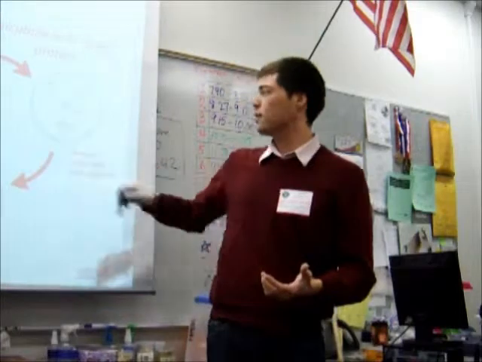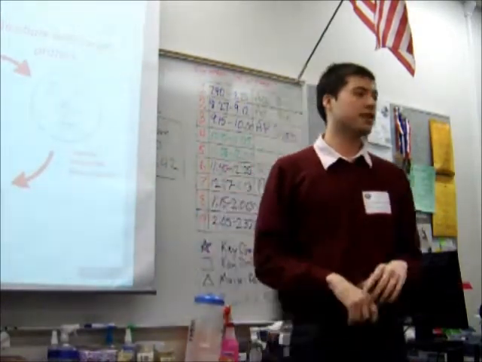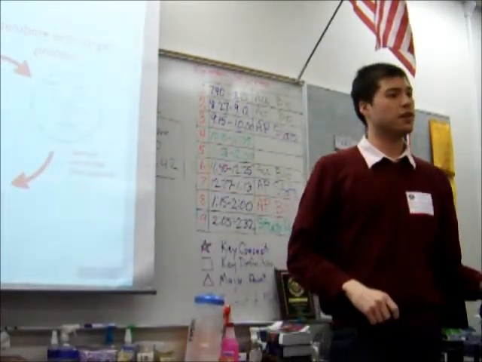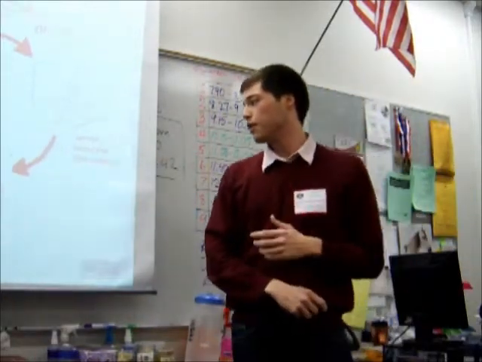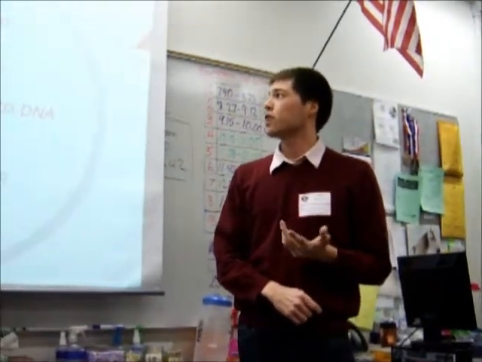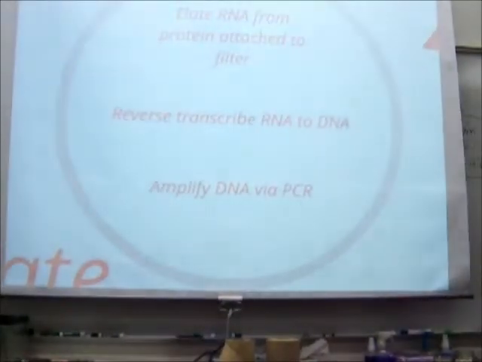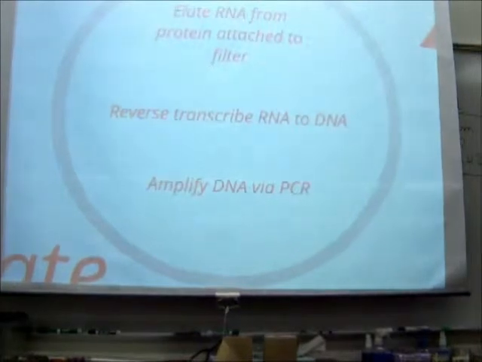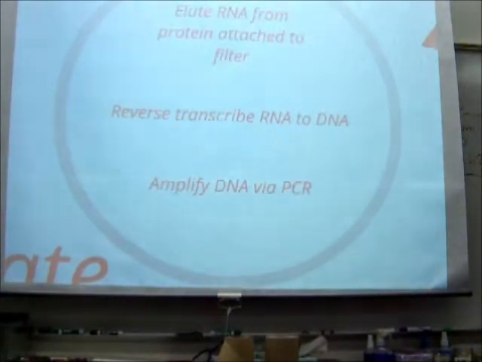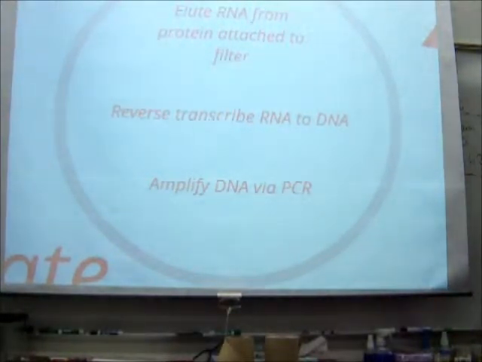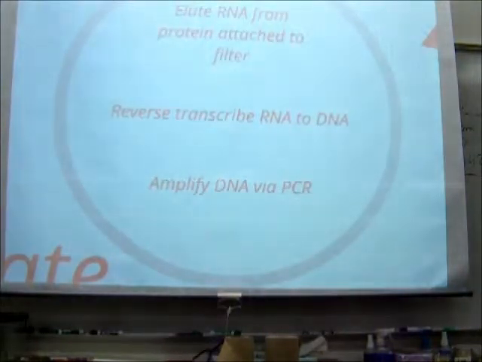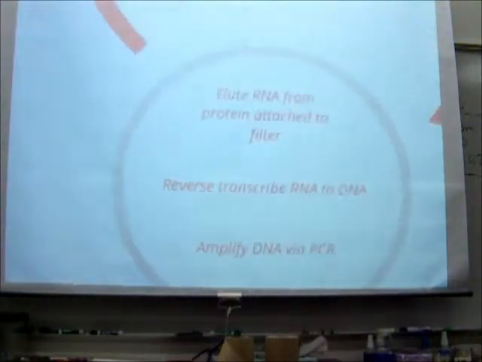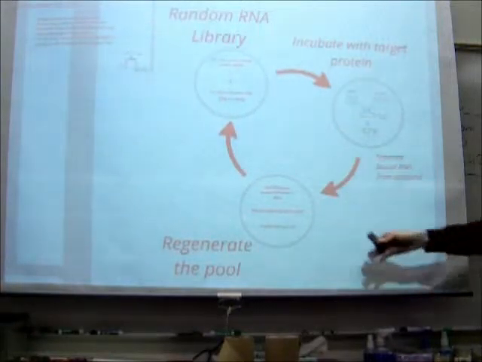So at this step, I usually only get back maybe 1% of the RNA I used to start with. So I need to re-amplify it. And the way I do that is I elute the RNA off the filter, and I use a technique known as RT-PCR. RT, reverse transcription. So I take the RNA and I transcribe it back to DNA. And I have to transcribe it back to DNA so that I can use polymerase chain reaction to amplify the pool. So once that's done, I can start it all over again.